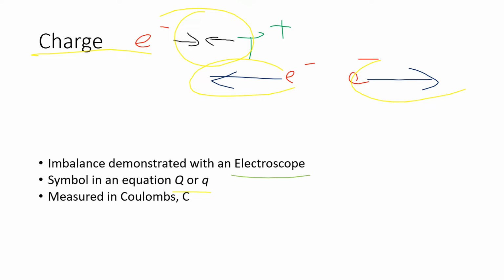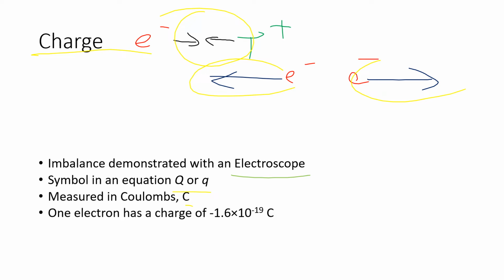Now, charge is measured in coulombs. The French scientist Coulomb was the first one to demonstrate the law of attraction and repulsion and the maths behind it. And so he gets the unit for charge named after him. So it has a capital C because Coulomb was a real person.